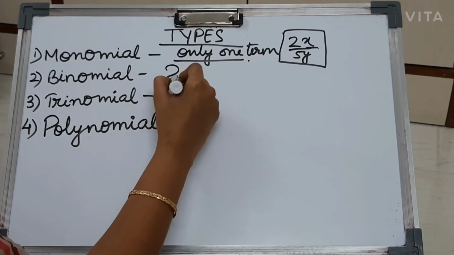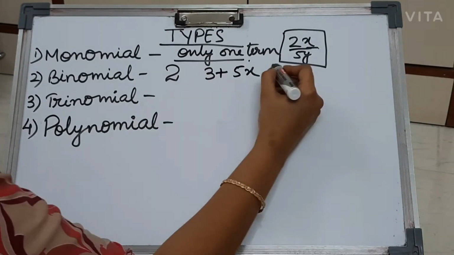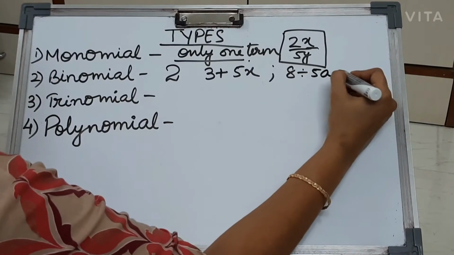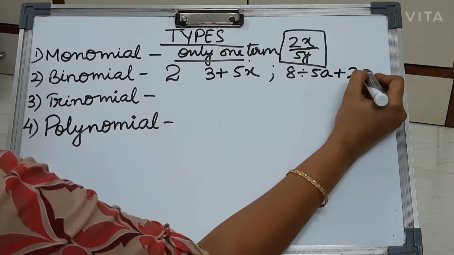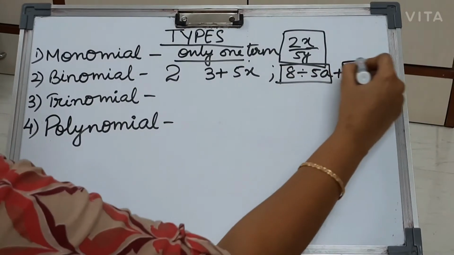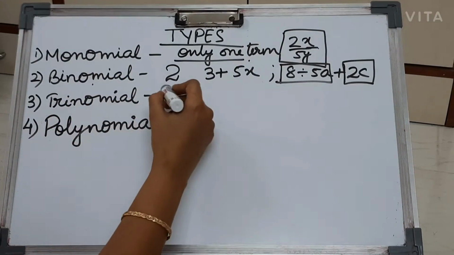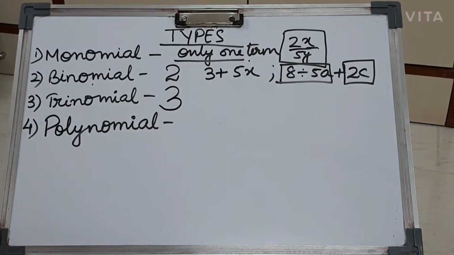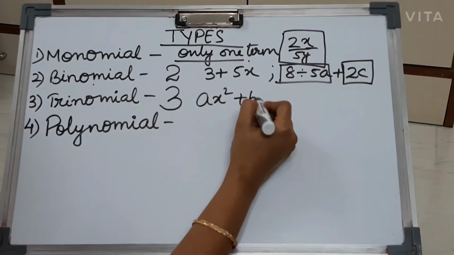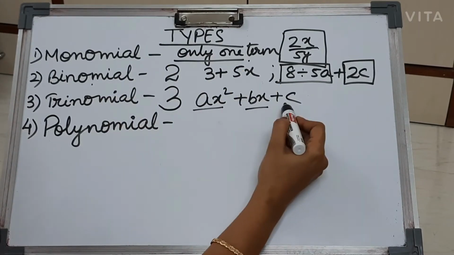Binomial means two terms. Two terms, suppose 3 plus 5x, or we can say 8 divided by 5a plus 2c. So this is one term and this is the second term. So this is an example of binomial. Trinomial means it has only three terms. Three terms, suppose ax square plus bx plus c. So this has one term, two terms and three terms.